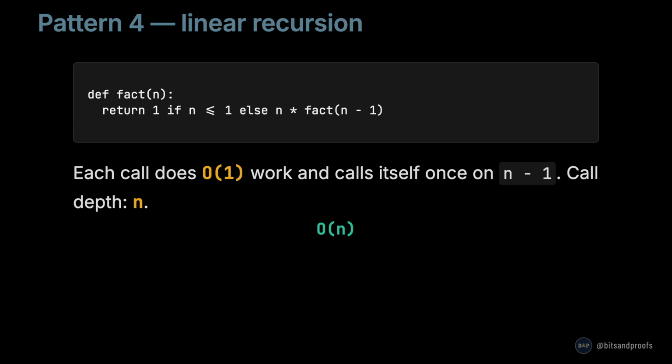Linear time, just like the single loop, but expressed through recursion instead of iteration. The pattern to remember, recursion with one self-call per step, is linear, not exponential. Don't be scared of recursion. The branching is what makes it expensive, not the recursion itself.